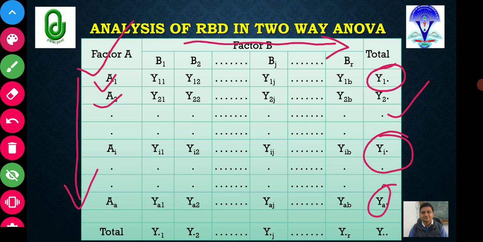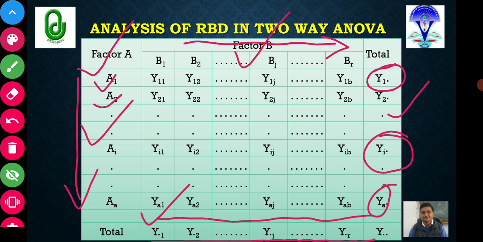But you try to differentiate between the CRD and RBD. At the time of CRD, I had told you that this column-wise summation has no meaning, but here column-wise summation also has meaning, because this classification is also important. Both classifications are important. We want to know the effect of feed as well as the effect of breed.